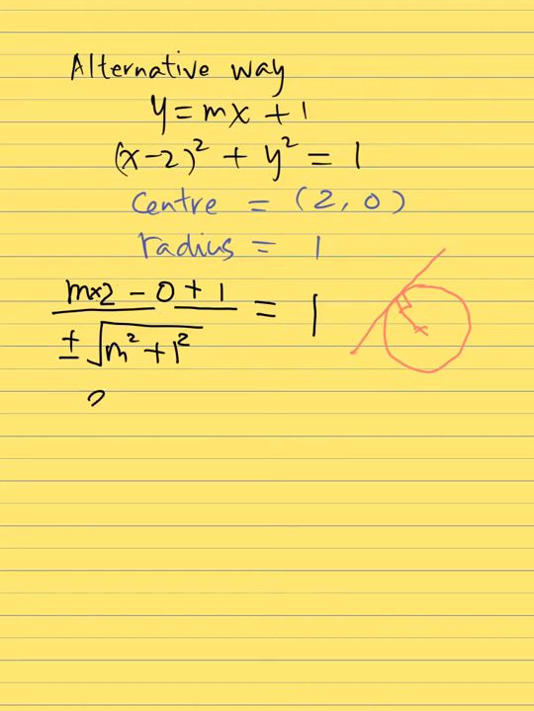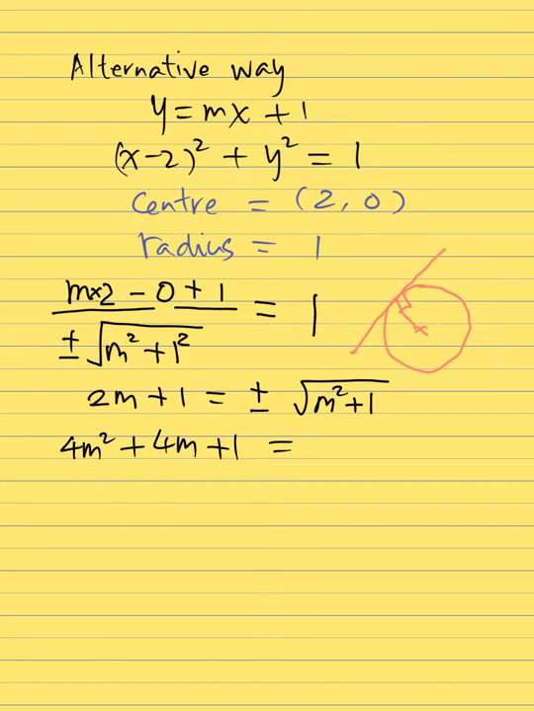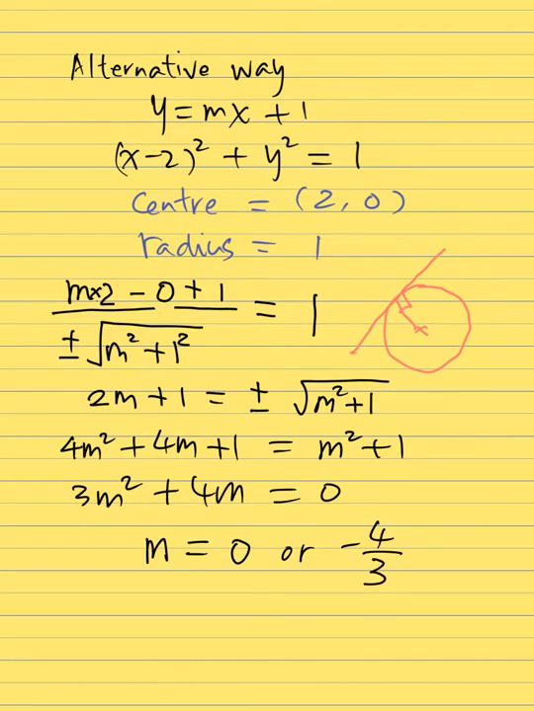Okay, after simplifying we get 2m plus 1 equals plus or minus the square root of m squared plus 1. Okay, square both sides, we have 4m squared plus 4m plus 1 equals m squared plus 1, which gives 3m squared plus 4m equals 0. Okay, finally, it's quite clear that m is 0 or negative 4/3, which are the same as before.